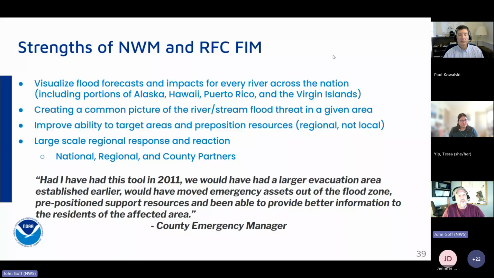So let's talk about strengths and weaknesses. A lot of this is going to be review. Some of the strengths of the water model and the RFC FIM, the dynamic FIM: you can visualize the forecast and impacts for anywhere across the nation, especially in regards to the water model. It can create a common picture of a river or stream flood threat in a given area. It improves the ability to target areas and pre-position resources. Think large scale on this.